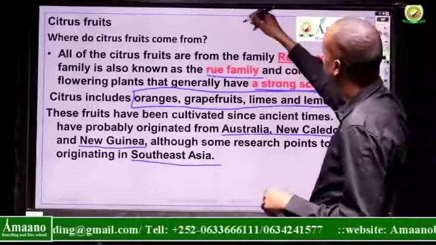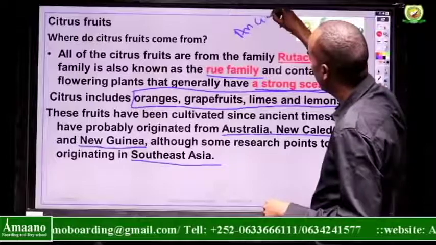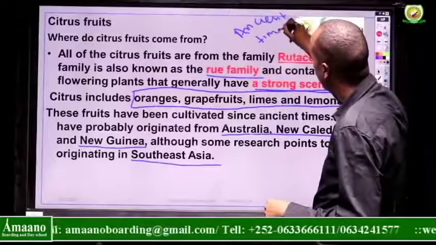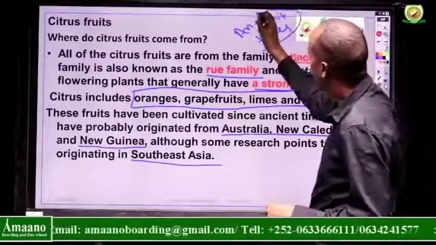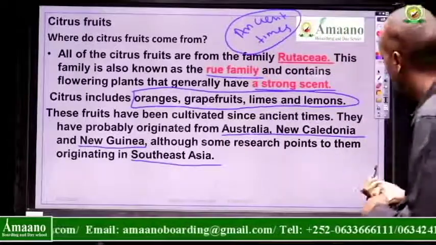So the citrus fruits were used even in ancient times. In ancient times, the Asian civilizations like the Sumerians, even Egyptians, used citrus fruits because they have a lot of advantages. We shall see them.